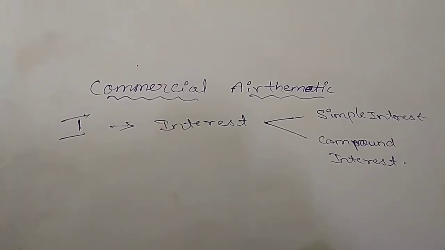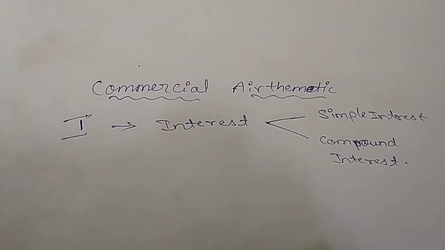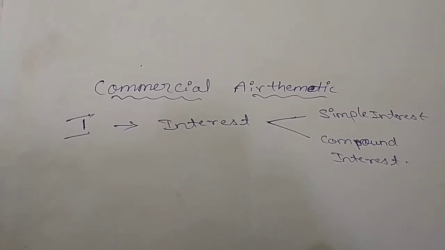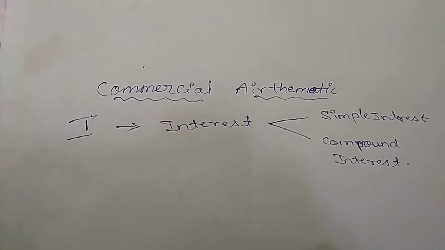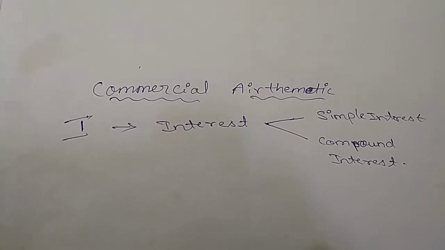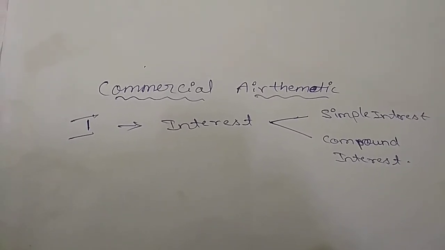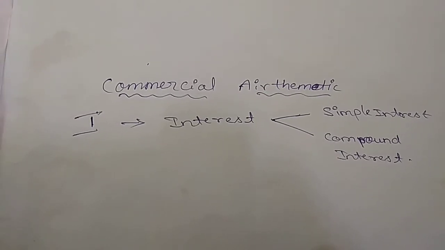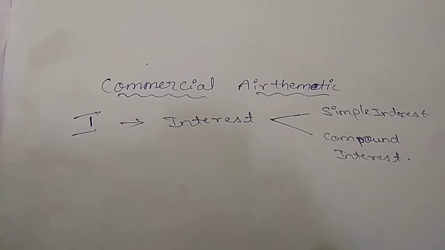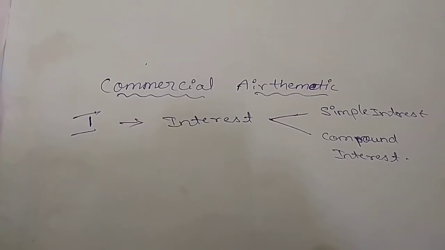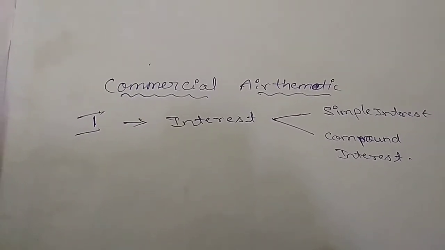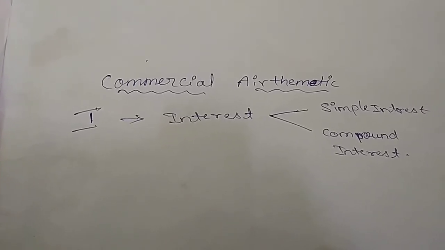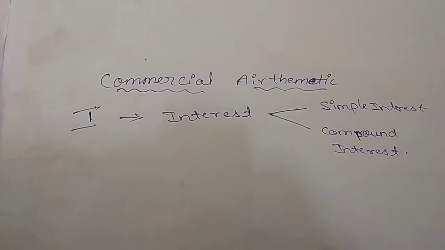So at college, we're in the chapter of commercial arithmetic. In that chapter, the first topic is interest. In that, we had completed simple interest already in the classroom itself, and one more is there, compound interest. So today, I will discuss the compound interest topic, and I will work out a few problems only.